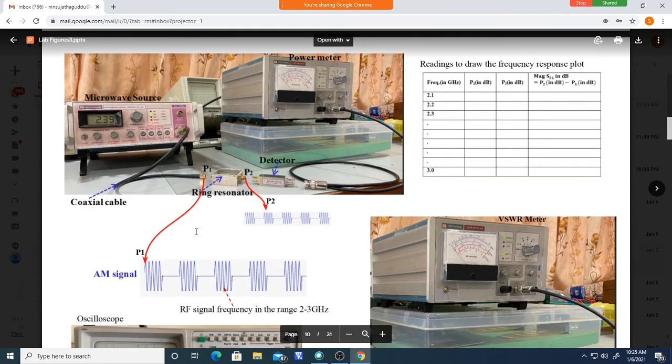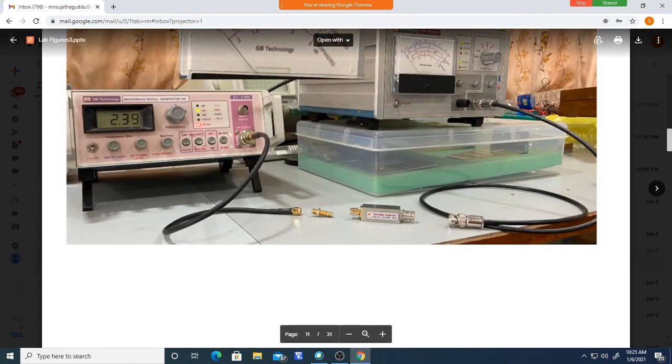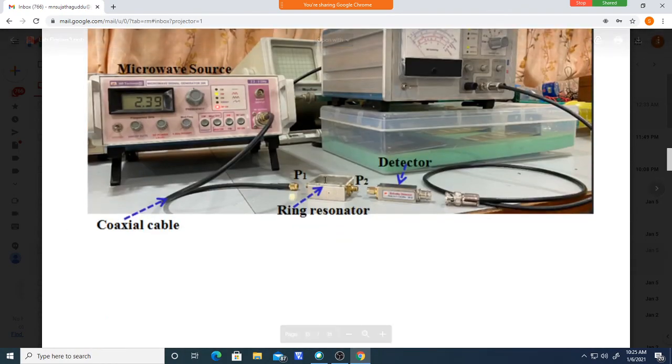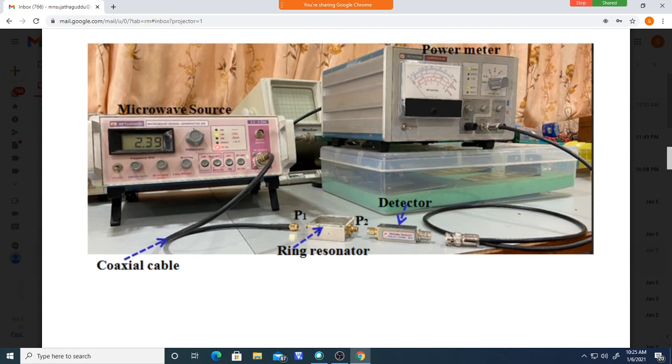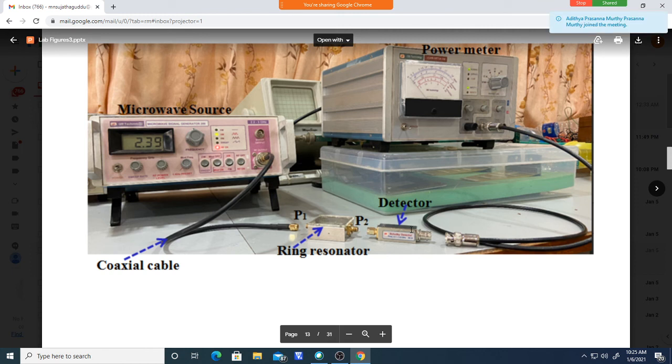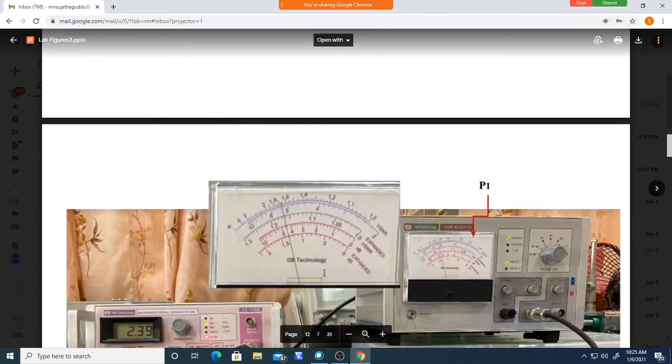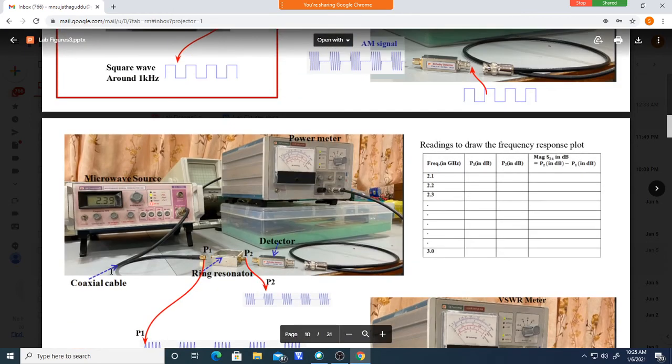Next, after measuring this, we will measure power like this. Next, you should connect the ring resonator. See, the ring resonator is inserted in between, so I want to measure P2. Power P2 I have to measure here. For P1, this is a detector. Now I want to measure at P2. P2 means the detector should be connected to P2. This is the detector, and the signal is coming here.